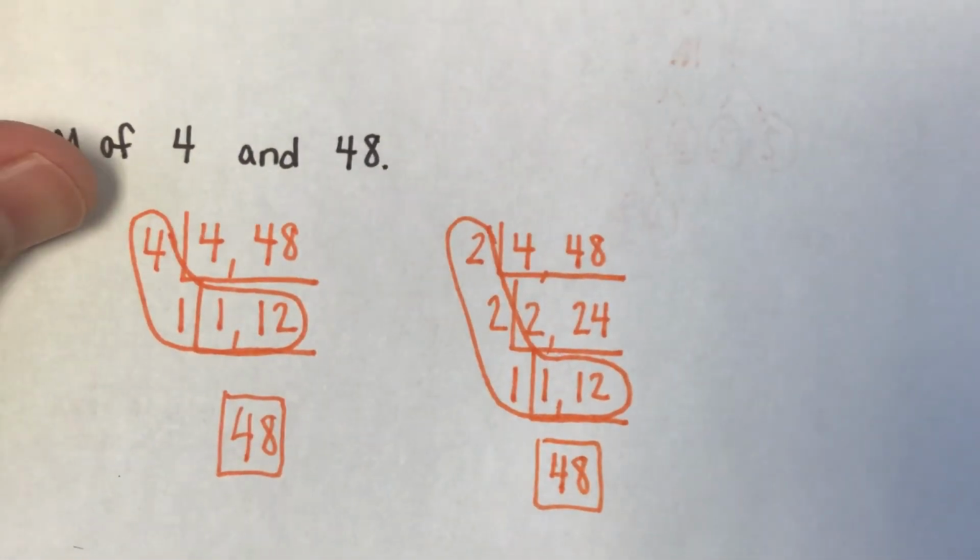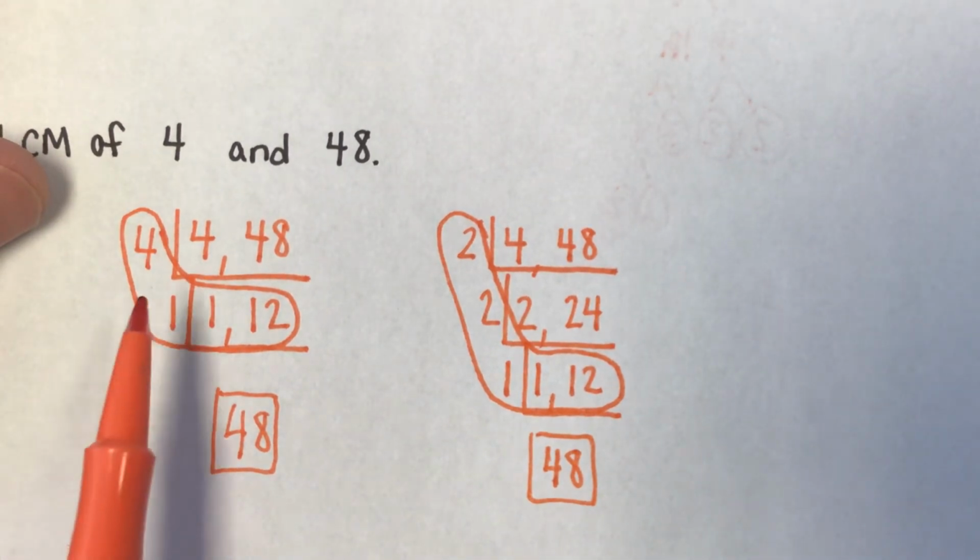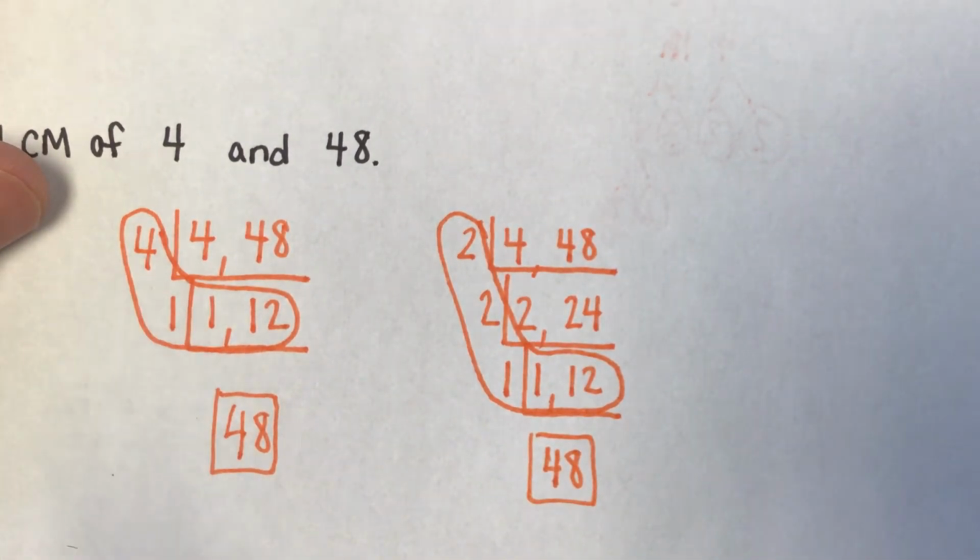So either way you do it, you'll get the same answer. The bigger the number you start with out here, the fewer layers of your cake you have, so fewer steps. But once again, you need to do what's most comfortable for you. If you like working with smaller numbers, then start with a smaller number on the outside.